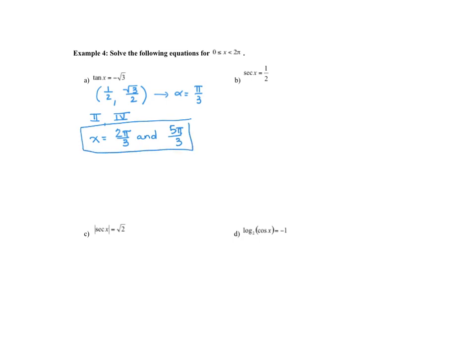When is the secant of x equal to 1/2? Well, we know that the reciprocal function of secant is cosine, so the cosine of x equals 2. When does the cosine of x equal 2? Well, remember, cosine of x is restricted to being between -1 and 1. So when is the cosine of x going to equal 2? That's never, or no solution.